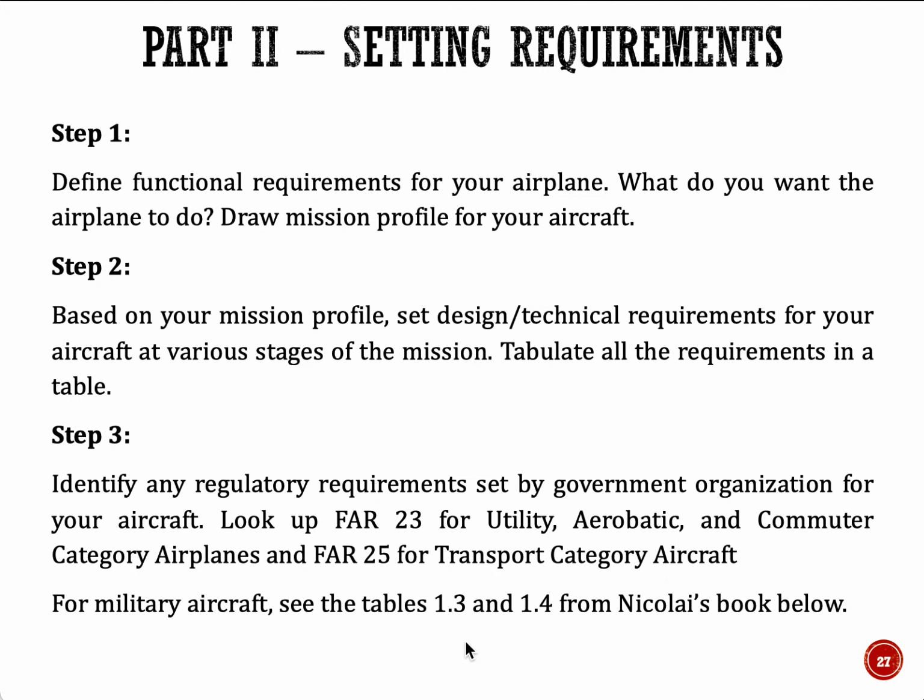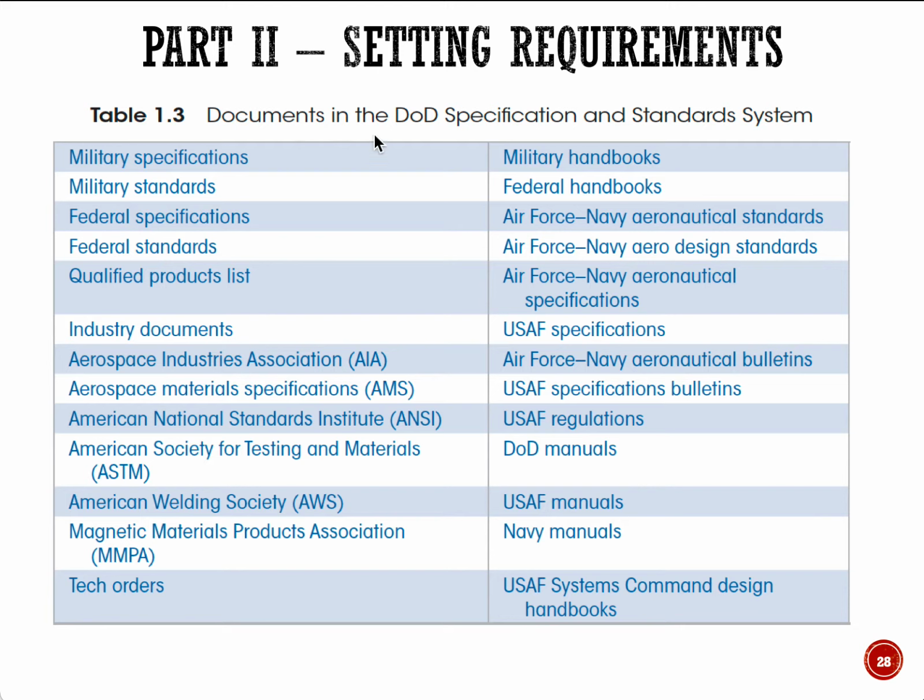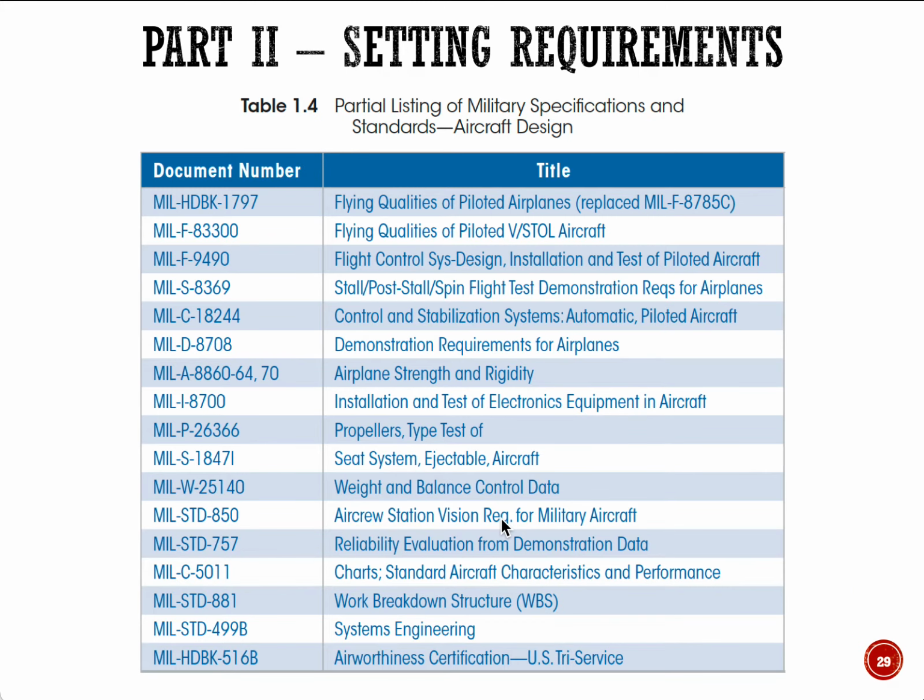For military aircraft, you may want to search some of these documents, right? So I pulled this from Nikolai's textbook. So if you Google some of these, you may end up finding some of the standards and the specifications. More importantly, here's a document number, right? And the corresponding documents that are associated with that document number for military aircraft. So make sure to check this out.